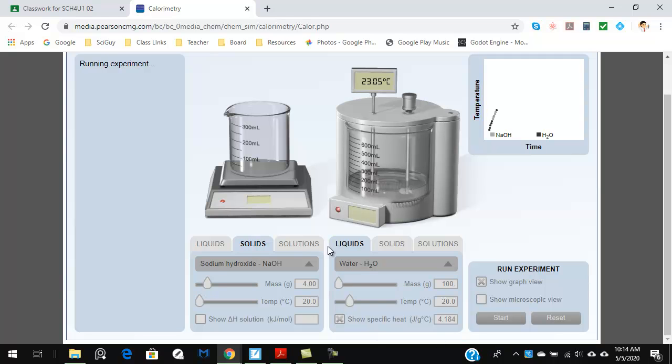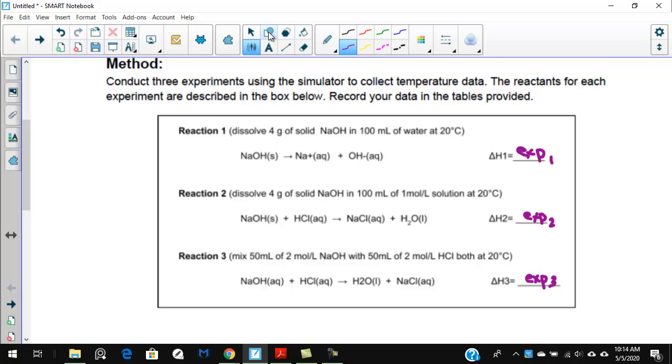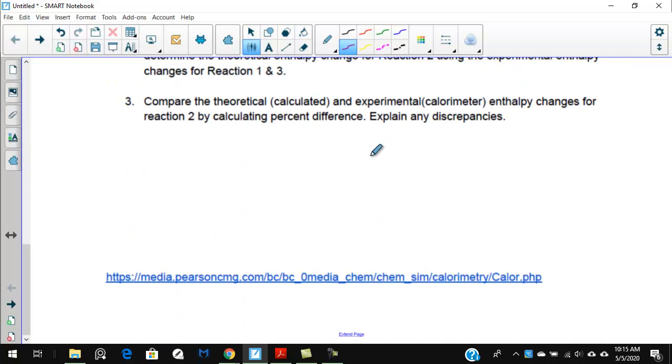And so it loaded the NaOH into the calorimeter. And as it's stirring it and it's dissolving, we can see there's an enthalpy change. It's exothermic. It's getting warmer, and eventually that will reach a maximum. That's what the graph is showing. And when that maximum is reached, the calorimeter stops. Okay, and so there's your data. We started at 20, so that was the initial temperature, and there's our final temperature for this first reaction, 30.23.